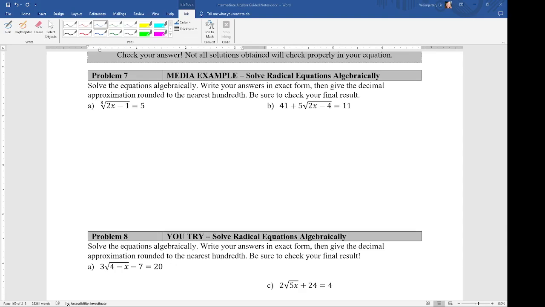Now we're going to solve these same two equations, but we're going to solve them algebraically. And honestly, in my opinion, it is simpler to solve these algebraically. So the first thing you want to do is isolate your root, which this one already is. I'm going to cube both sides.